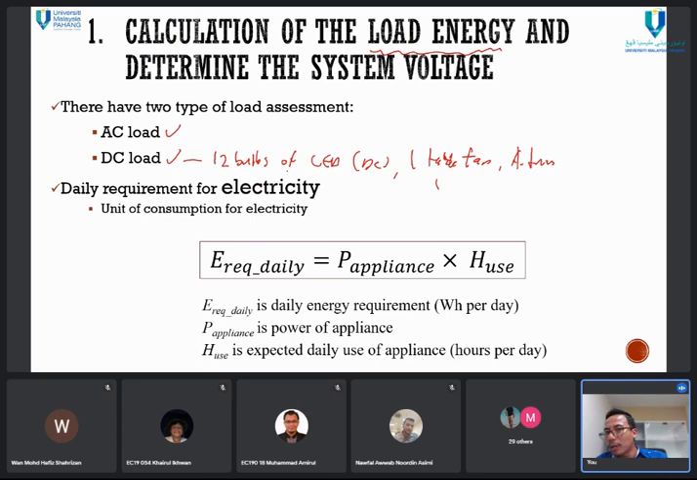AC load, for example, you still want to watch the TV even if you are in the jungle. You still want to watch the TV and you still want to use the laptop. The laptop originally is DC, but we have the adapter, and that adapter is suited for AC only. So you need the TV for your entertainment and the laptop for your work, because you are doing work from home, man. That's why you have work from jungle, right? Okay, no problem. How many hours you want to use, we decide it.